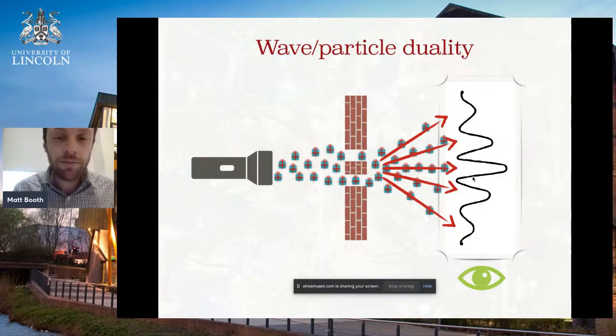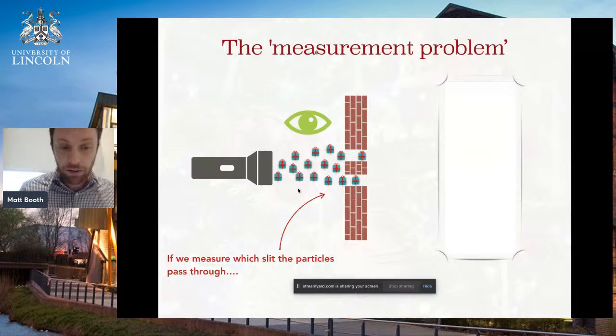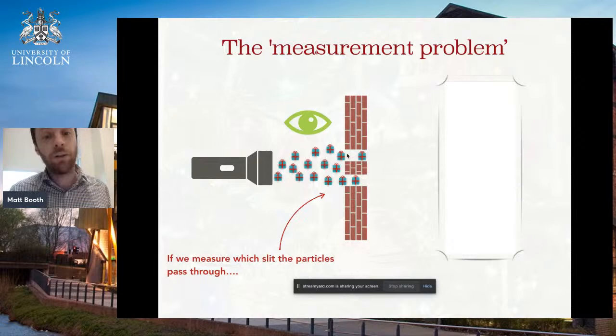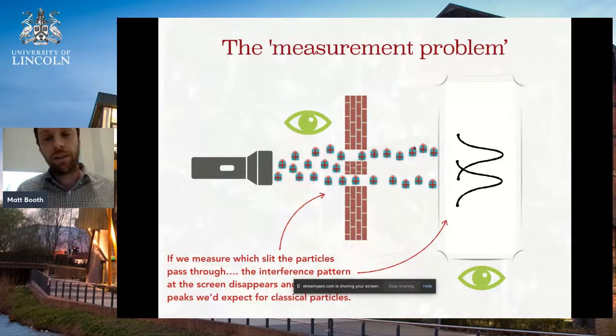But there's a caveat here. If we instead measure which slit the particles pass through, so somehow we have a detector on each slit and we can tell precisely which slit the electrons go through, then if we do that first and then view the screen, we see the classical particle picture. So we see these electrons go through and we see these two peaks. So if we measure the electrons going through the slits, then that affects what we see on the screen, which is quite strange. And this is something called the measurement problem. So the fact that our choice of when and how to measure a system actually affects what it does.